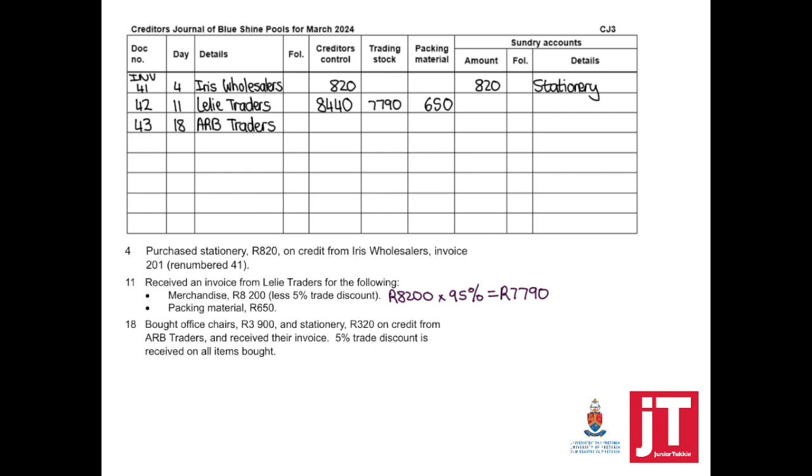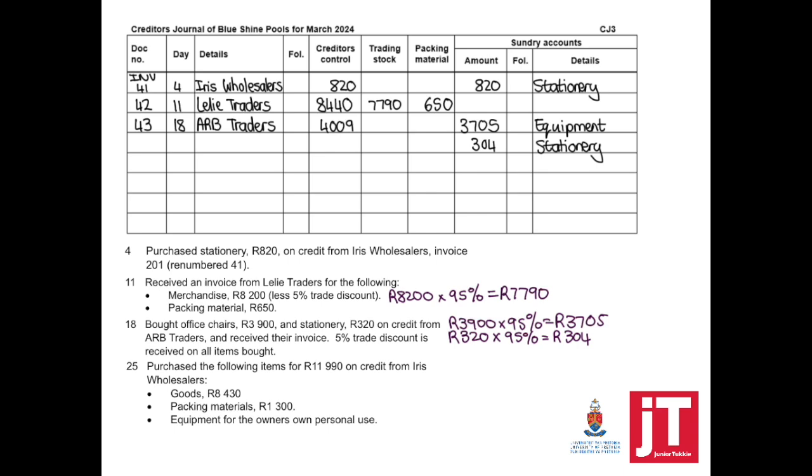This means I'm going to start with the easy part. The source document is now number 43. This happened on day 18. We purchased from ARB Traders. Now, what did we purchase? The first thing is bought office chairs. Office chairs is going to be shown as equipment. So we have to take 3,900 and times it by 95% because on all the items we've received 5% discount. And then we're going to take 320 and times it by 95%. This means I'm going to start with the first entry, equipment, after the discount, and then stationery after the discount. Then I'm going to add it together, and that is the amount which we owe our supplier.